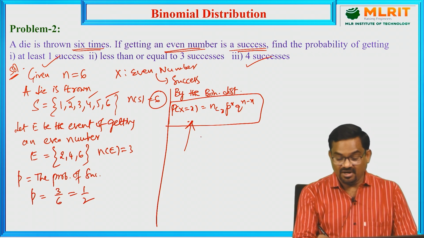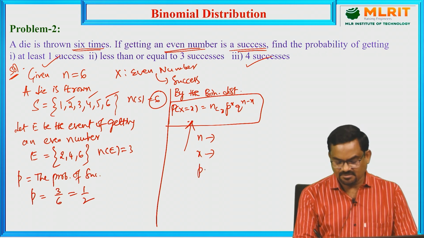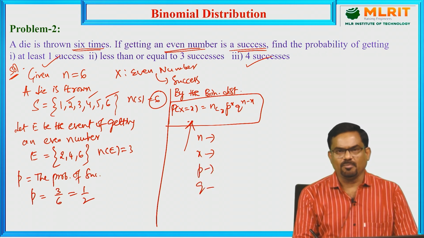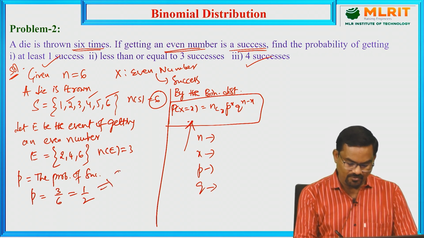formula. Here n is the number of trials, x is the number of successes, p is the probability of success, and q is the probability of failure. So, if we have p, we can calculate q also, 1 minus p, which is 1 by 2.